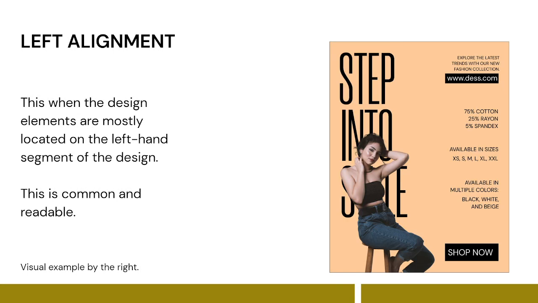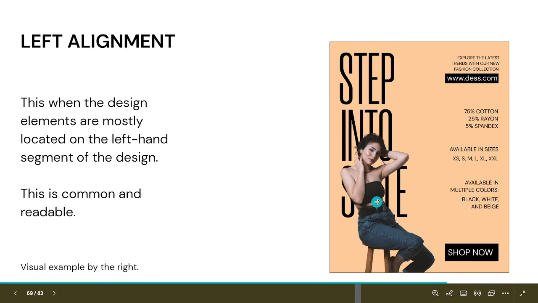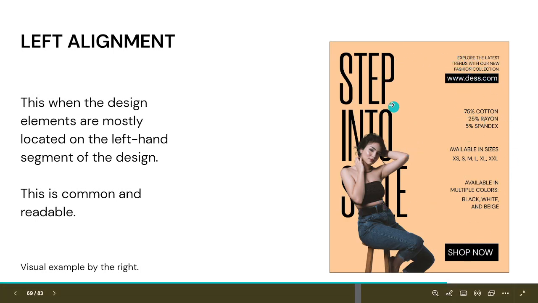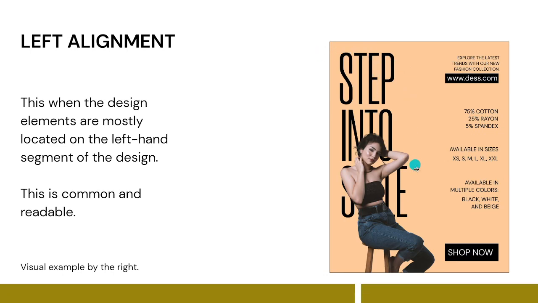So, like I said, left alignment is when the design elements are mostly located on the left-hand segment of the design. This is usually used and it's readable. Like the example here on the right side of this design, you can see "Step into Style." There's an image of a lady here by the left. While there is other text on the right side of the design, I believe most of us will agree that the most crucial elements of the design are placed on the left side. So this is an example of left alignment being used in a design.